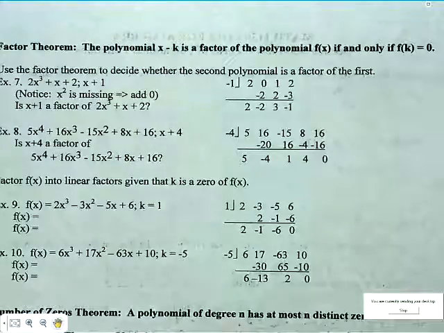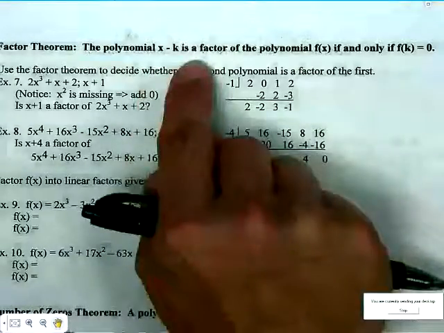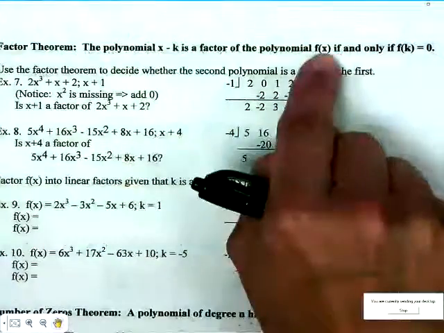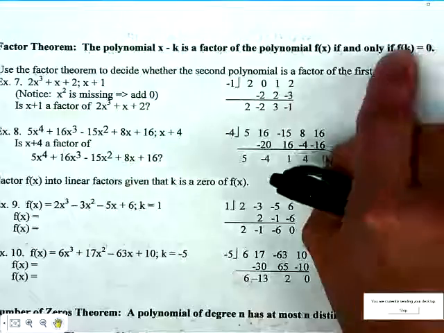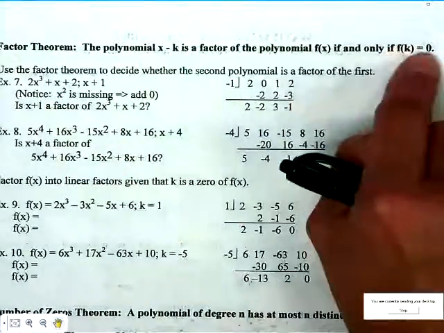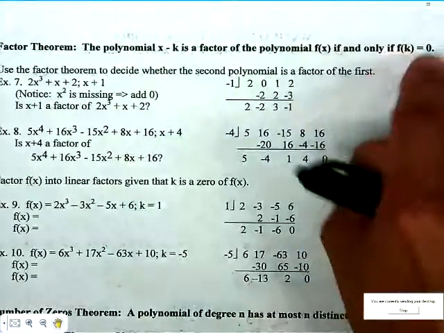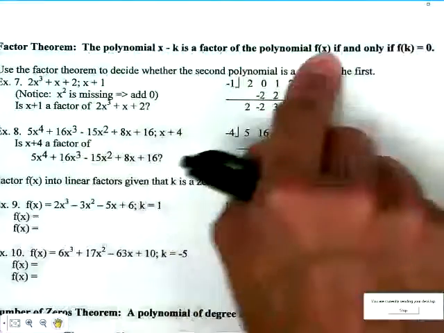It means the first number is a factor of the second. The first divides evenly into the second. You could word that either way, but that's what the factor theorem is saying. If you divide x minus k into some big polynomial f of x, and you get f of k equals 0, that means the remainder equals 0. If the remainder equals 0, then x minus k is a factor of f of x.